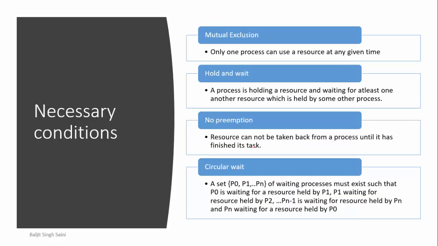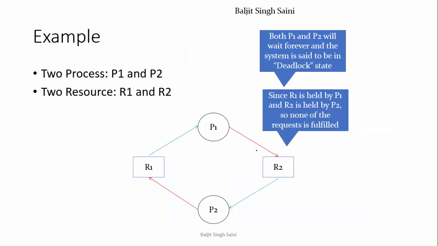थर्ड कंडीशन इज नो प्रीएम्पशन. नो प्रीएम्पशन मीन्स द रिसोर्स कैन नॉट बी टेकन बैक फ्रॉम अ प्रोसेस अंटिल इट हैज़ फिनिश्ड इट्स टास्क. यहाँ प्रॉब्लम क्या है, मैं R2 P1 को क्यों नहीं दे पा रहा हूँ, बिकॉज P2 इज नॉट रेडी टू प्रीएम्प्ट R2. नो प्रीएम्पशन, राइट. P2 कह रहा है कि मैं R2 को रिलीज नहीं करूँगा जब तक मेरा काम फिनिश नहीं हो जाता. ठीक है, अगर वो रिलीज करेगा नहीं तो P1 की टर्न कभी आएगी नहीं रिसोर्स को ऑक्यूपाई करने की, राइट. सो द थर्ड कंडीशन इज नो प्रीएम्पशन.